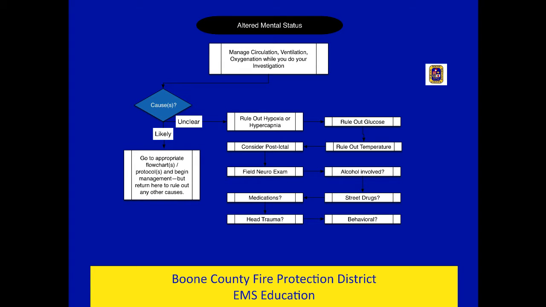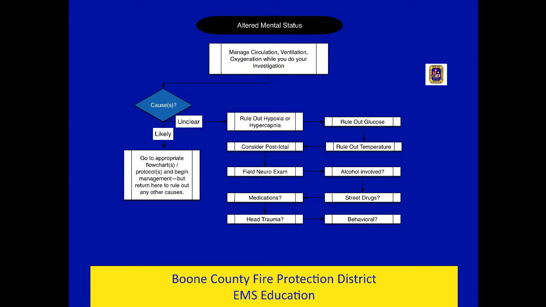We're going to suggest this is the route you go first. Rule out hypoxia or hypercapnia. Put these folks on capnography and pulse oximetry. Get a glucose check. They're going to need an IV in most cases. Do that at the same time. Real quick, to rule out hyperthermia or hypothermia, use your thermometers. Consider they might be post-ictal.